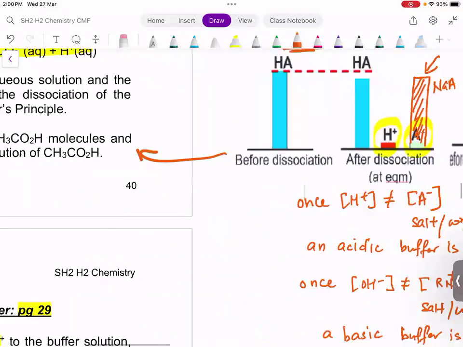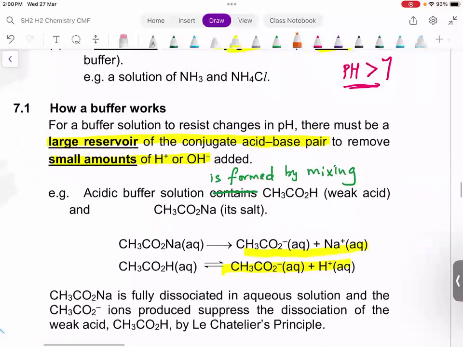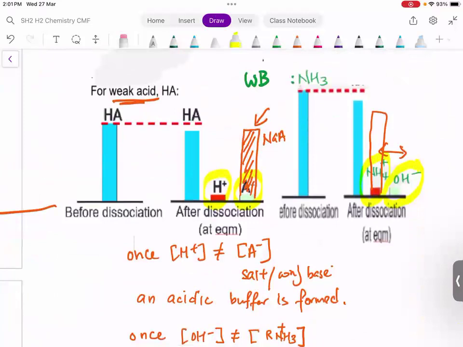Okay, all right. So in this case, this is what we meant by a large reservoir. So what is considered a large reservoir? Your weak acid and the conjugate base, they are almost equal. So you can see that you have a large concentration of weak acid and also a large concentration of its conjugate base. That is what we want as a large reservoir of conjugate acid-base pair in an acidic buffer.